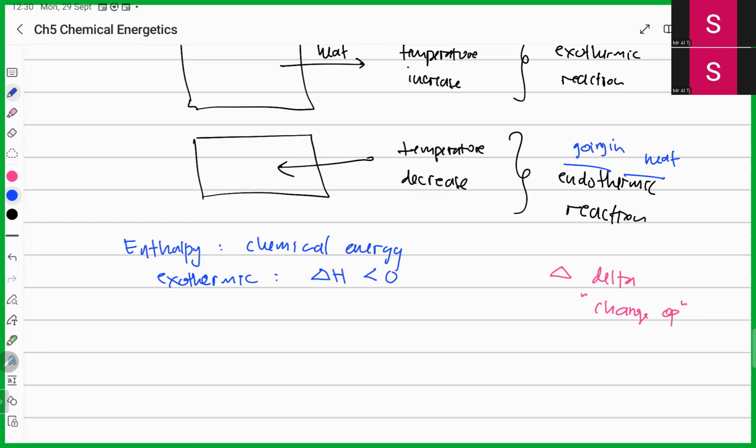Enthalpy decreases. On the other hand, if you have an endothermic reaction, the change of enthalpy is going to be positive, more than 0. That means the enthalpy is going to, sorry, enthalpy is going to increase.